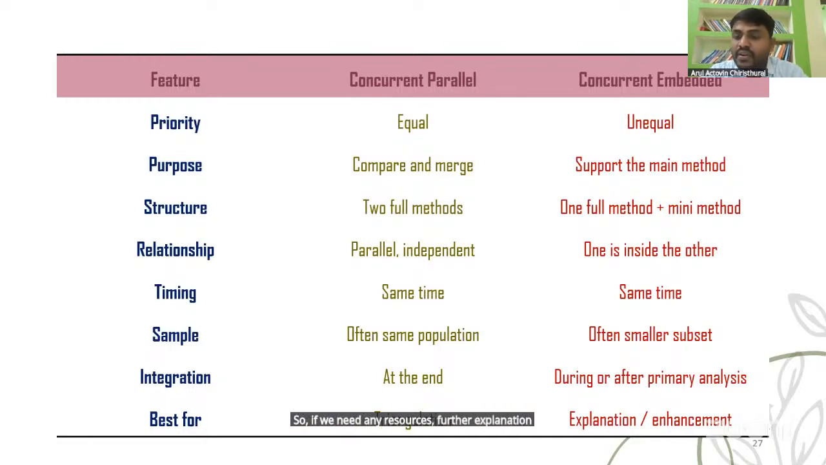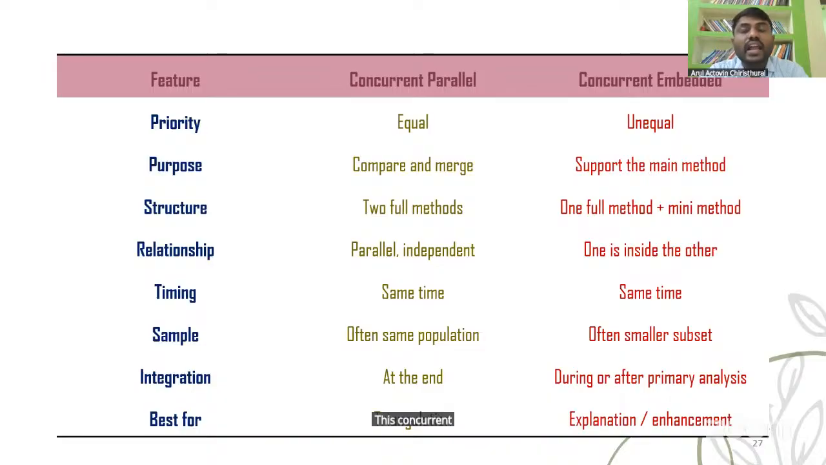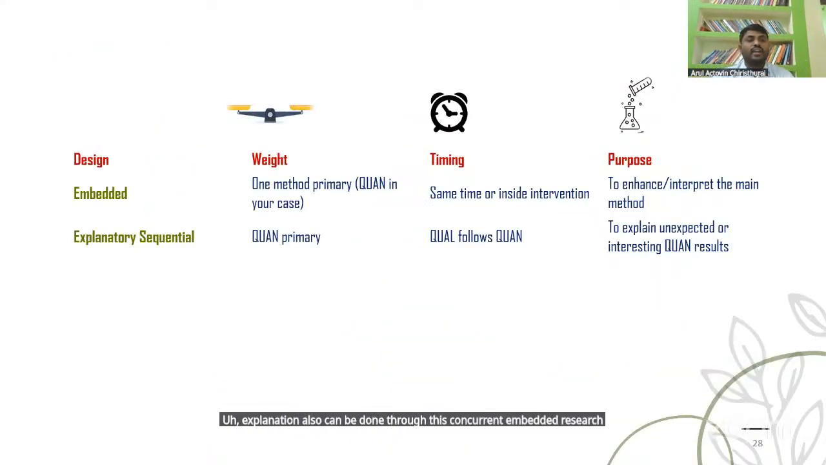So that's what the previous example we saw for the concurrent embedded design: the classroom observation, the new method, and its effectiveness. We want to know how effective this new method is, and we have an explanation through the qualitative classroom observation. That's how study enhancement or explanation can also be done through this concurrent embedded research design.